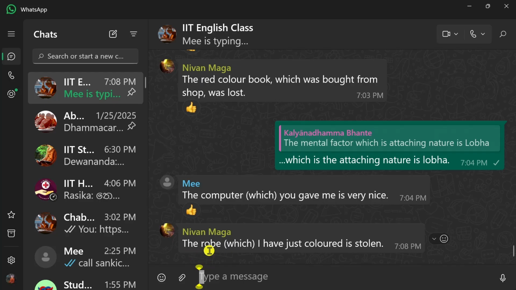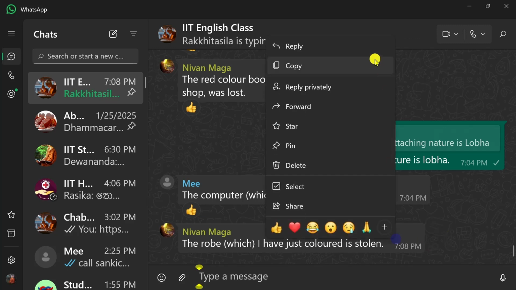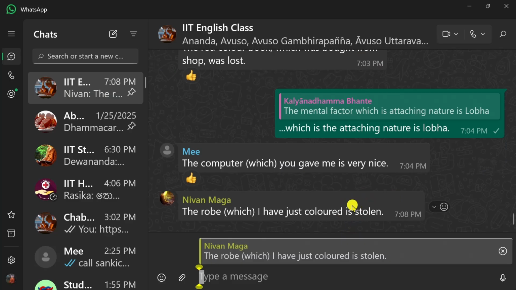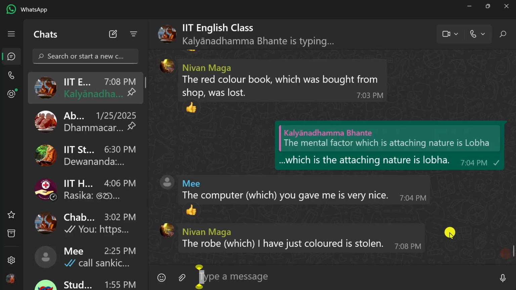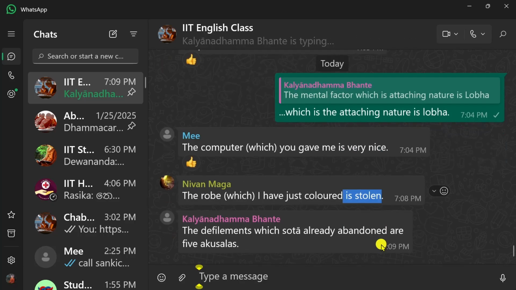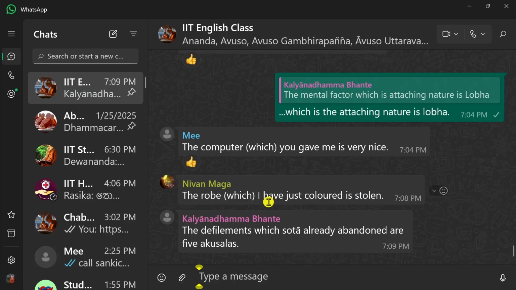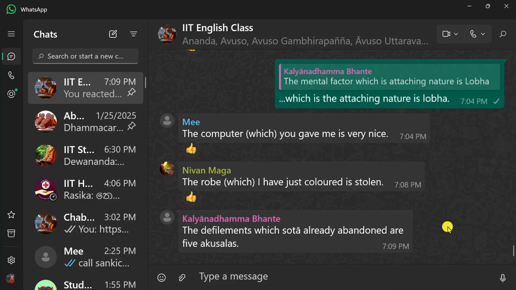Jnanadasanas. The robe which I have just colored is stolen. Yes. The only thing here, I think usually, for example, is stolen. Yes, okay, I understood. I was thinking in another meaning, but is stolen. Somebody stole it, and now you have it, and then you colored it, right? Yes. The robe I have just colored is stolen. Yes, perfect. Super thumbs up.